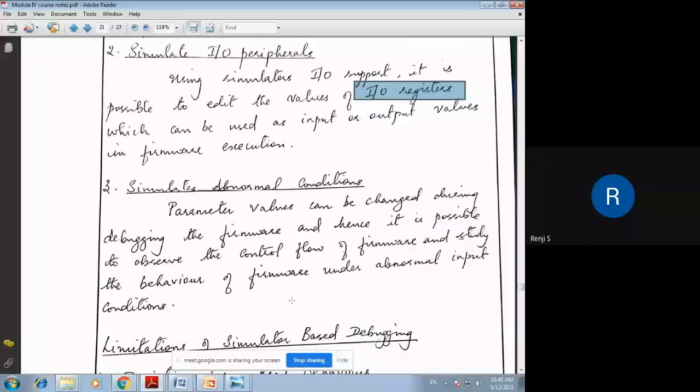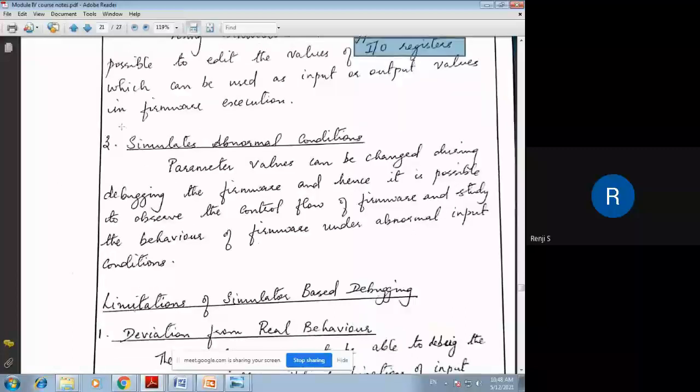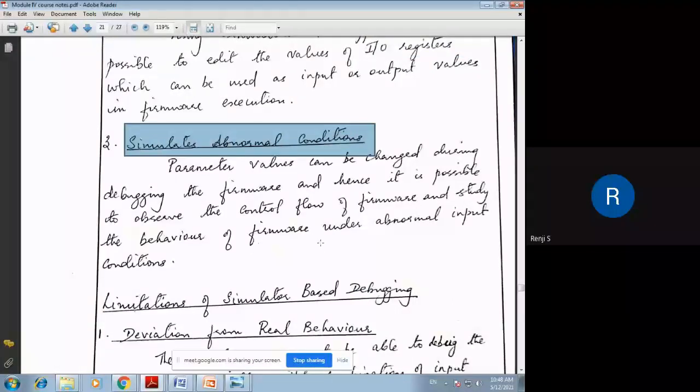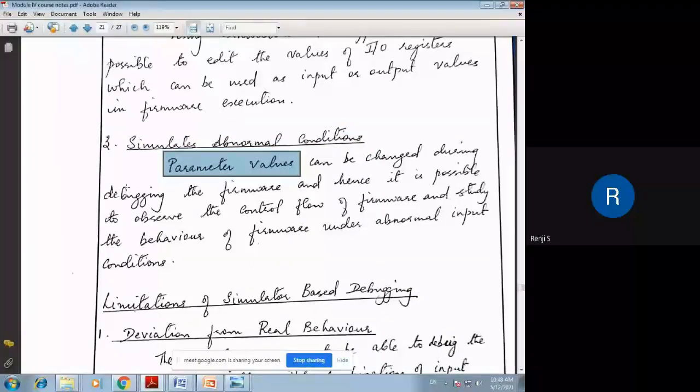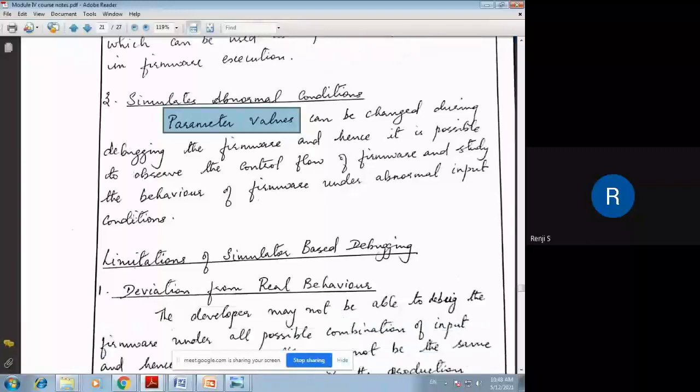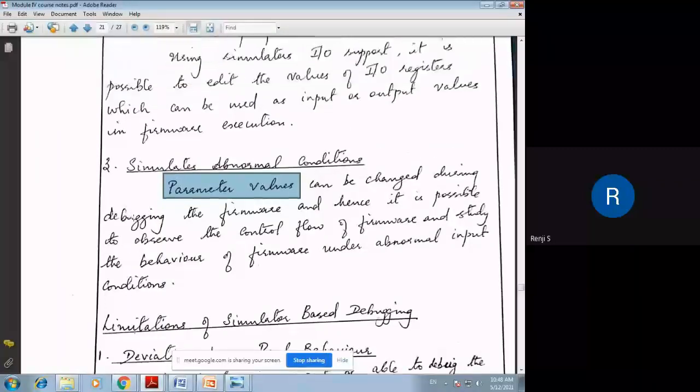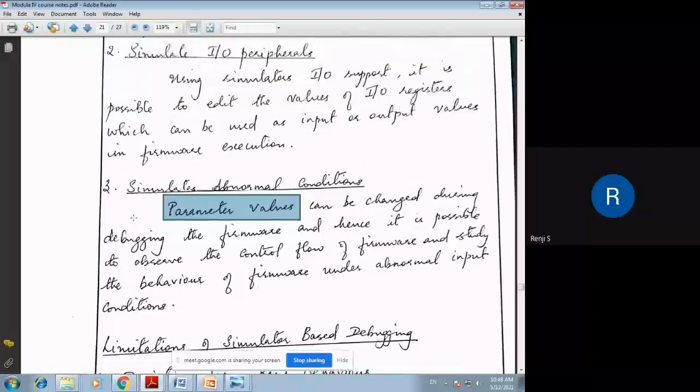So the third advantage is that it can simulate abnormal conditions. You can test the system by giving different inputs. Since we are giving input to registers, we can change the values in these registers. The parameter values can be changed during debugging, and the firmware can be tested for all possible values, and the behavior of the firmware under abnormal conditions can be checked. So these are the advantages of using simulators.